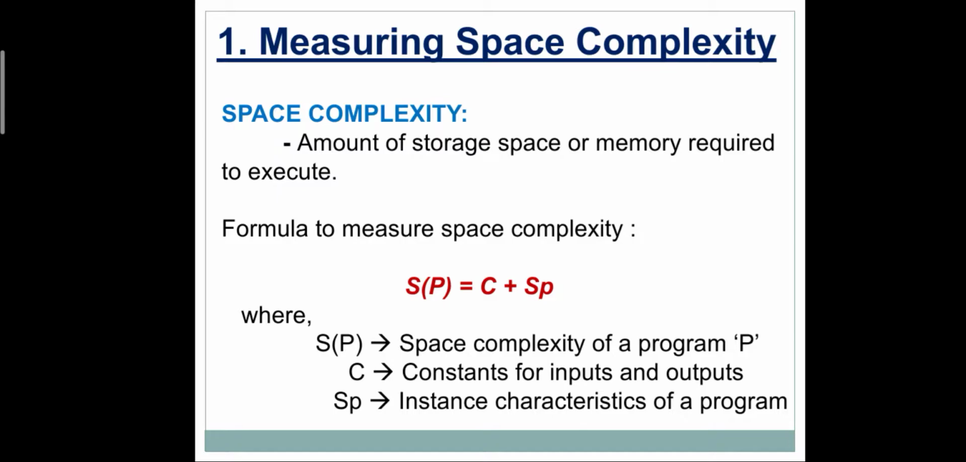Firstly, we are going to know how space complexity can be measured. The amount of storage space or memory required by an algorithm to execute is called the space efficiency or space complexity. It can be measured by using the formula S(P) = C + SP, where S(P) denotes the space complexity of the given program P. C denotes the constants used for inputs and outputs in the program, and SP denotes the instance characteristics of a program, such as the number of elements in a list or an array, etc.